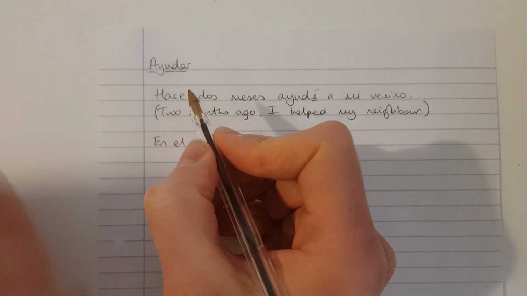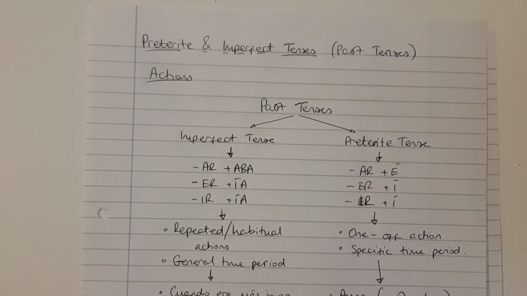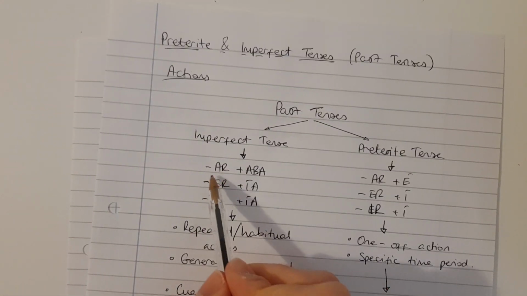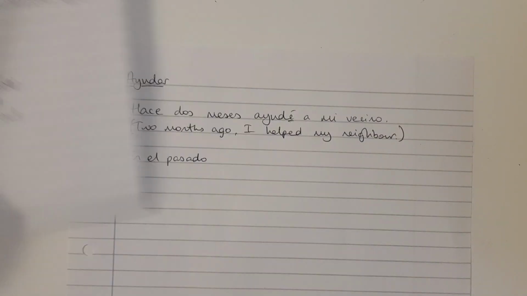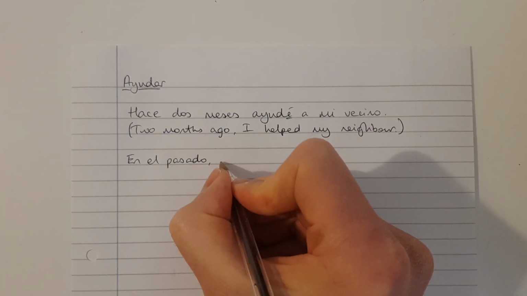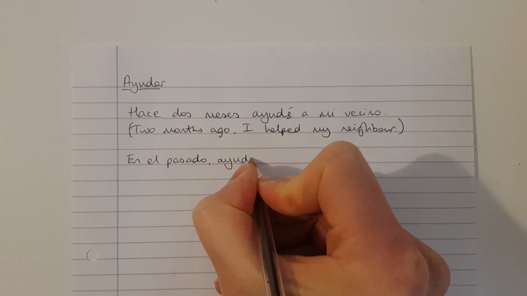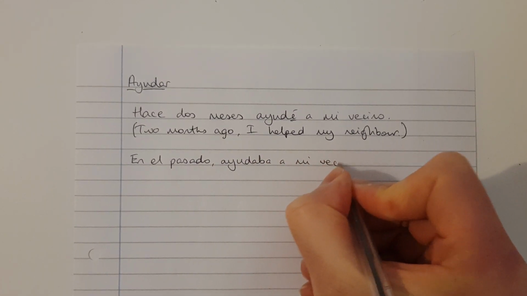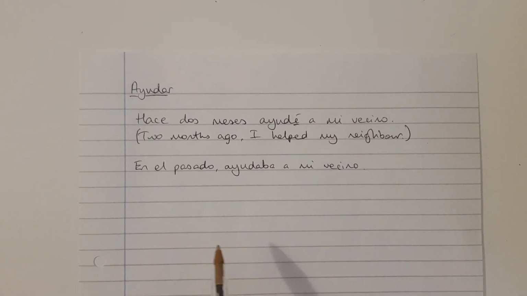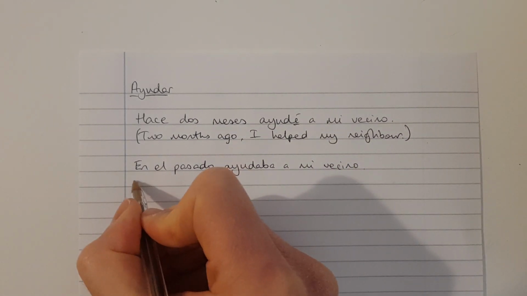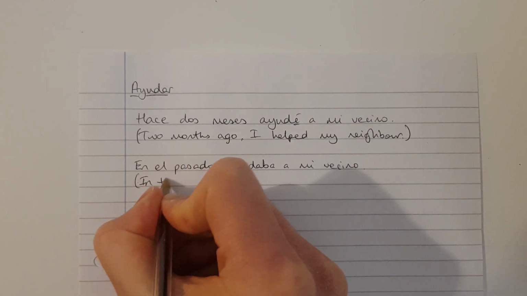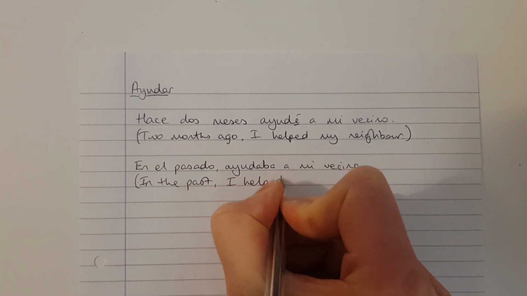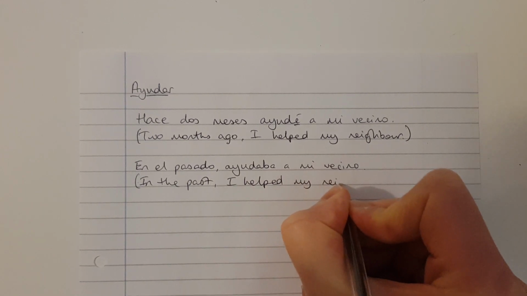So in that case, because it is not a specific time period, it is more general, we need to use the imperfect tense. And if we go back to this sheet here, as you can see, ayudar, which is an AR verb, AR verbs in the imperfect tense change to aba. So to say I helped, or also I used to help, it can be either one, it would become ayudaba a mi vecino. So en el pasado ayudaba a mi vecino. In the past, I helped my neighbor.